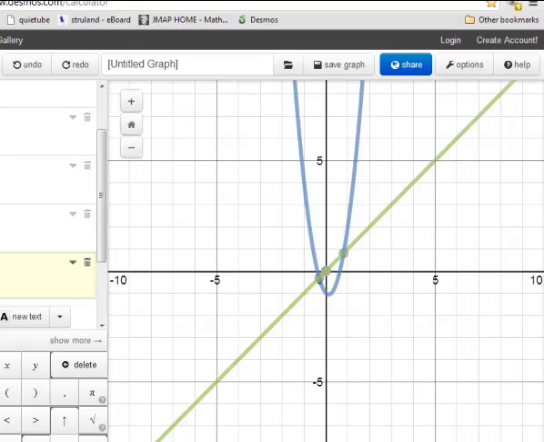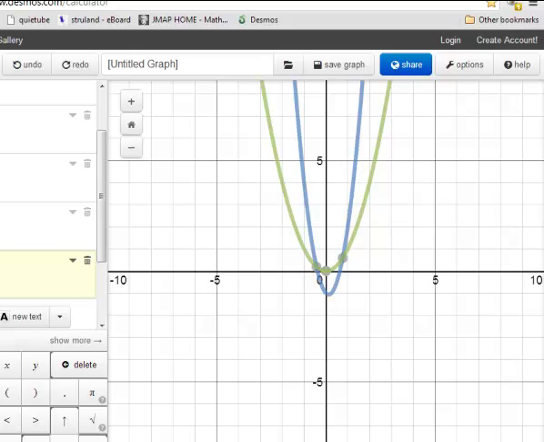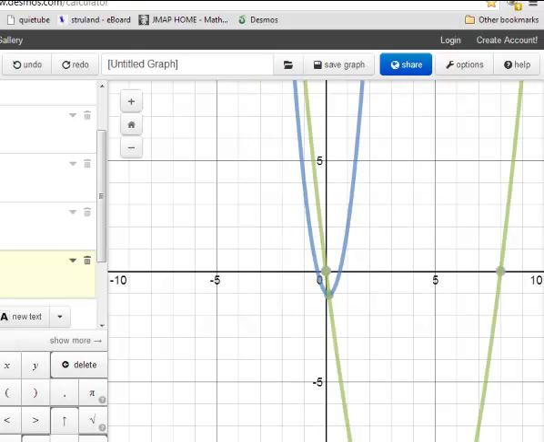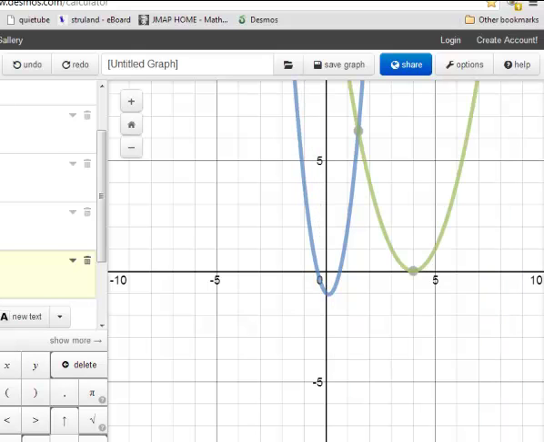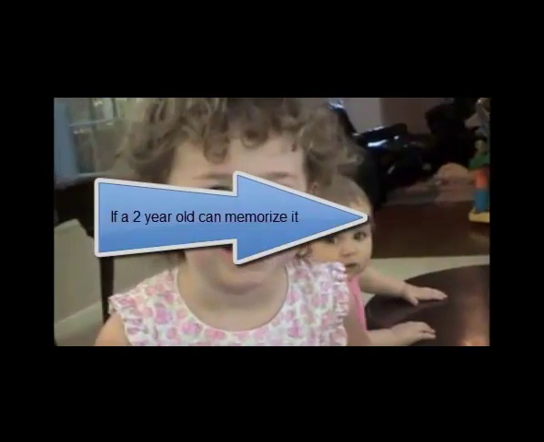X squared minus 8x plus 16. Let's get rid of that other graph. And there it is. There it is, crossing only once at 4. That's good. Good job, Emily.